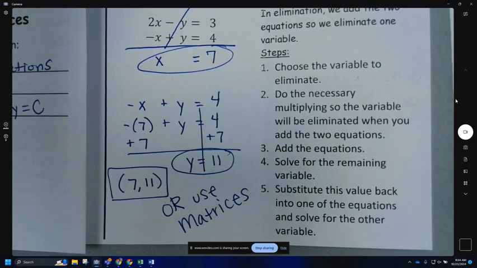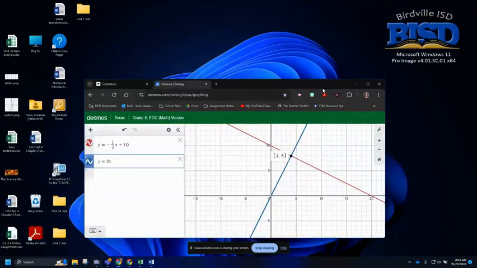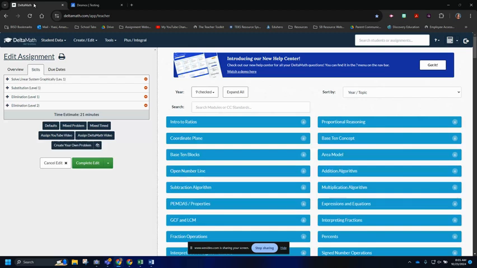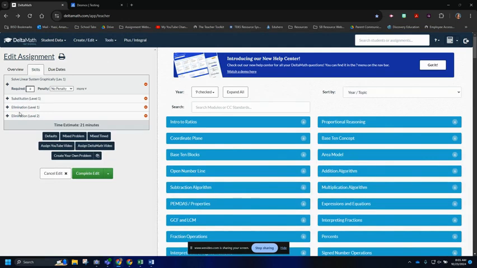All right, so you will glue this in your notes, and let's look at your Delta Math assignments. Let's go down. Here is Delta Math. You have 4 types of problems on this Delta Math. The first one, solve systems graphically, you have to graph it and then find your solution. For these other three, you can use any type of method you want. The name of the assignment says use any method.